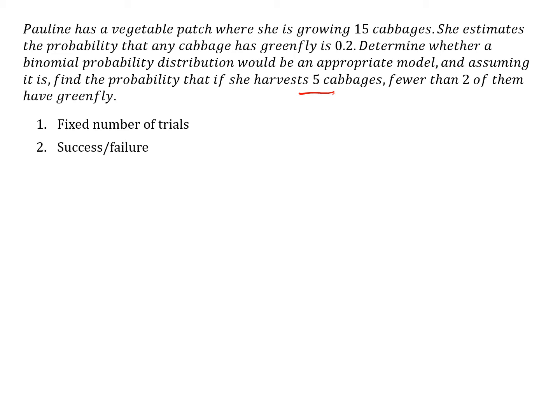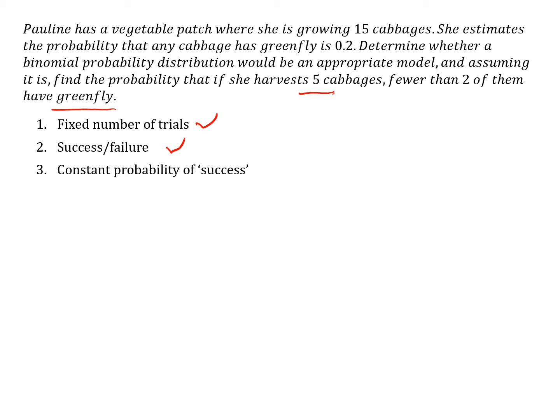A clear definition of success and failure. Well, we can assume that Pauline is adept at deciding whether they have green fly or not. So I would say we can put a tick against both of these two. What about the constant probability of success? Well, success in this case is going to be that the cabbage has green fly. It doesn't sound like success to me, but nevertheless, that's what we're going to do.